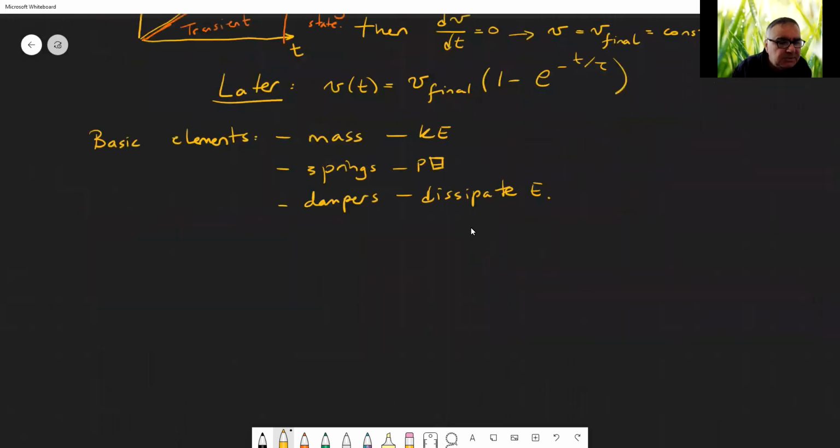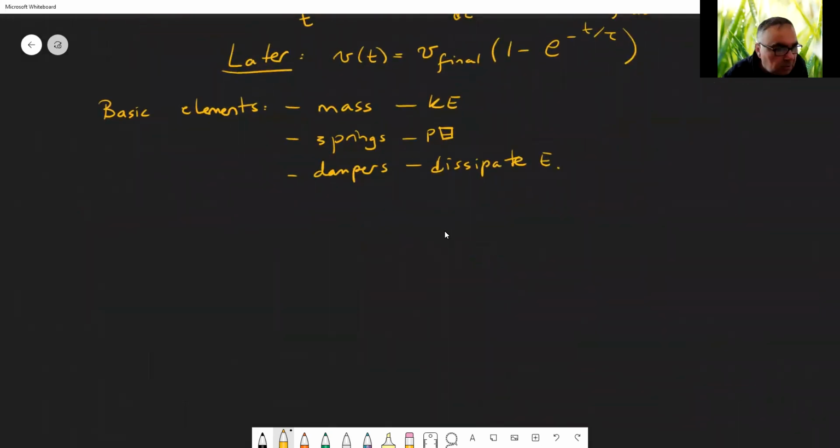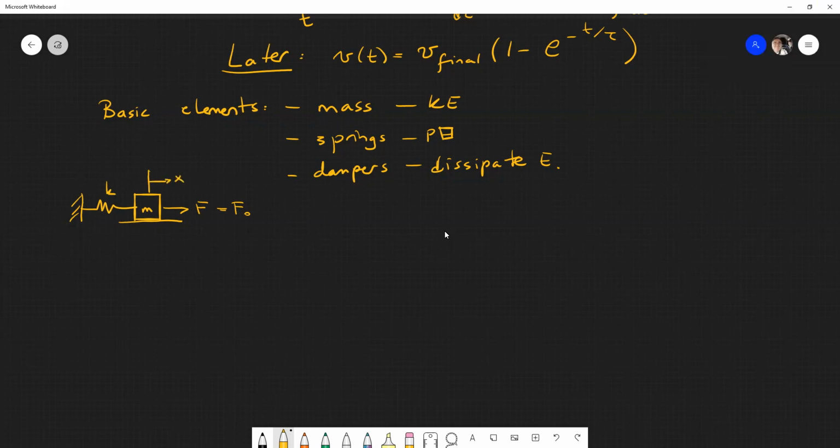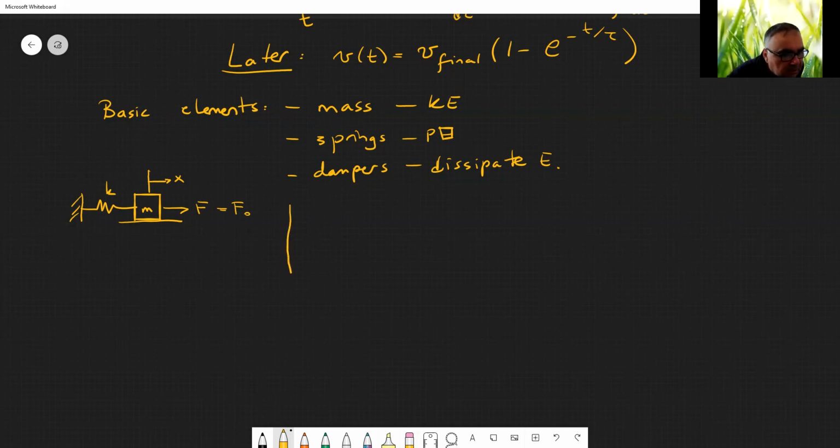So another very simple system, which you already know from vibrations, is this harmonic oscillator, for example, an MK system, in which if you apply, let's say, F equals F0, a constant force, what you are going to get will be vibrations. Now, this system is going to interchange kinetic and potential energy, and what you are going to get will be something like this.